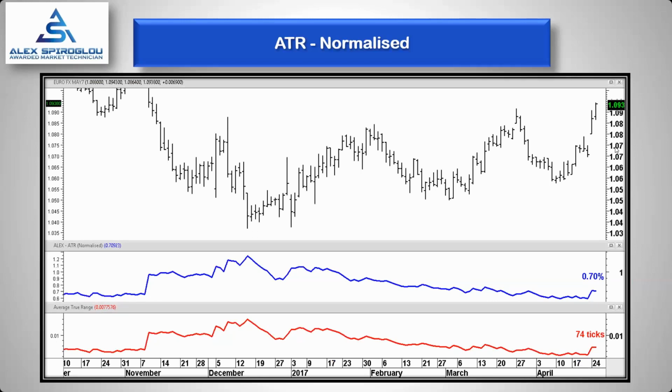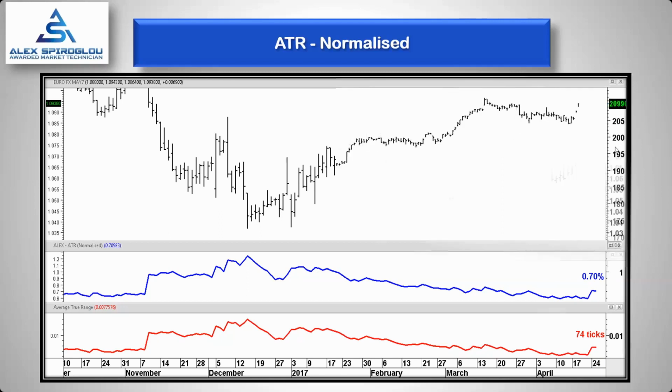So if someone asked you how much has the euro fluctuated in the past 10 days, 10 bars, because we're looking at daily charts, you would reply 74 ticks. But if you want to put it in percentages, you would say 0.7%.